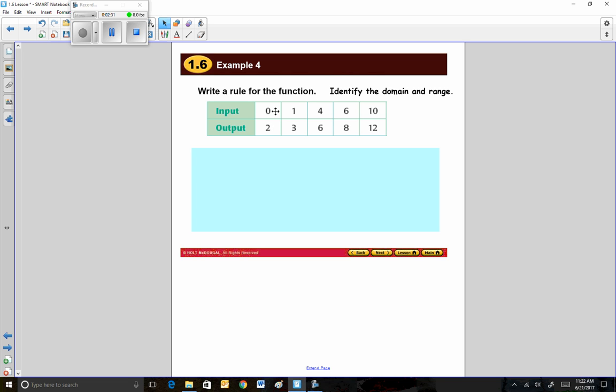Let's try addition. 0 plus 2 is 2. 1 plus 2, 3. 4 plus 2, 6. 6 plus 2, 8. 10 plus 2, 12. Notice that every time we add 2, we will get the output. So our rule is y equals the input x plus 2. We always add 2.